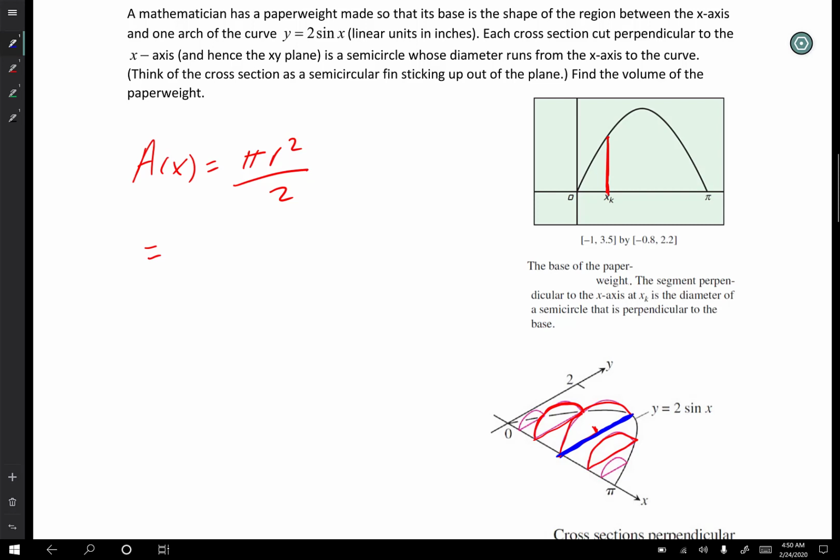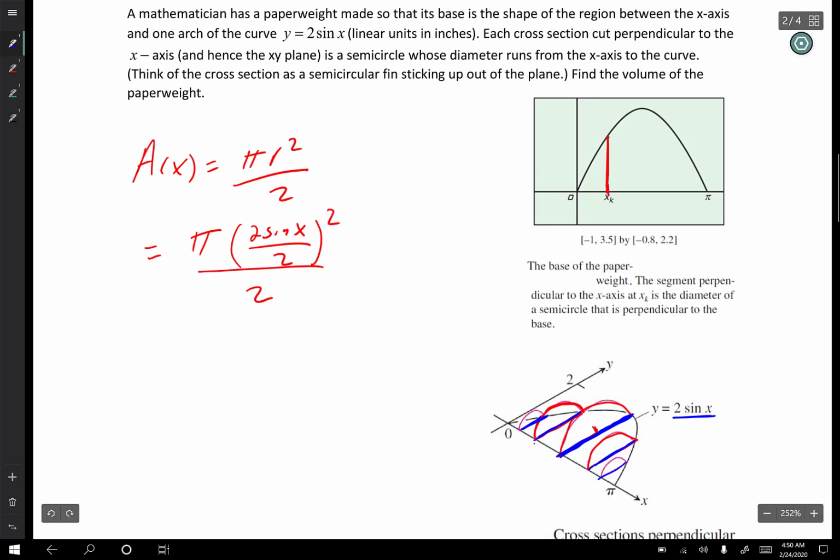Okay, anyways. This in blue is your diameter, and the diameter is the distance from the x-axis to this curve. That curve is dictated by 2 sine x. So we're going to say pi, and then I'm going to write 2 sine x divided by 2, because the 2 sine x is the diameter, but when I divide by 2 it becomes the radius. Divided by 2, close it, squared. Now these 2's cancel out, and you still have the square. So here's what you have: pi over 2, and then the sine x is being squared, so sine squared x.